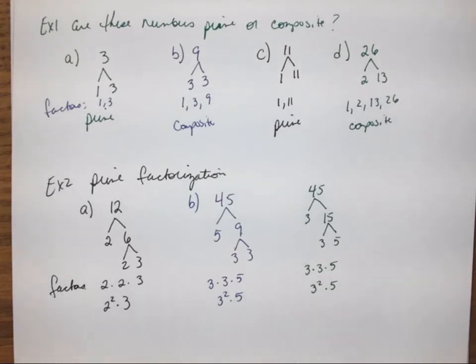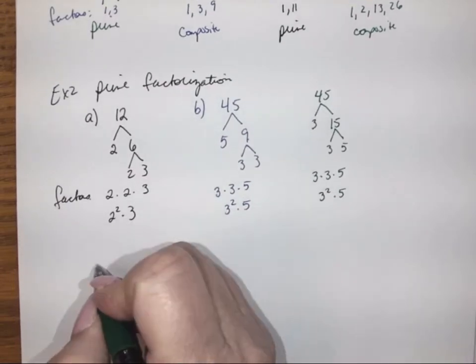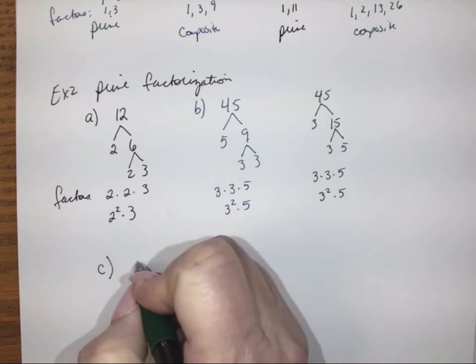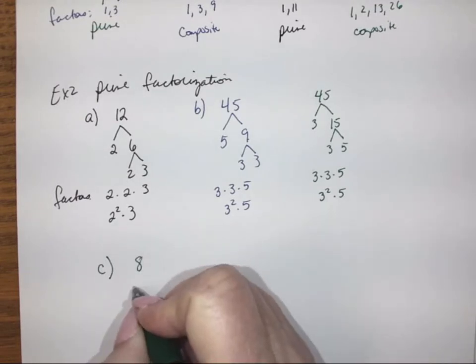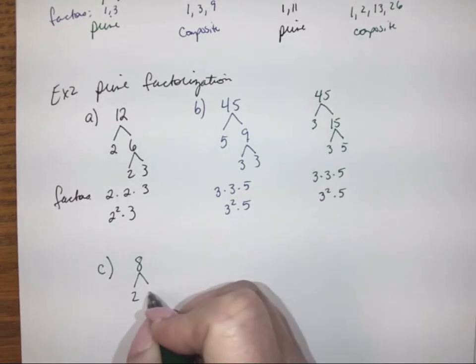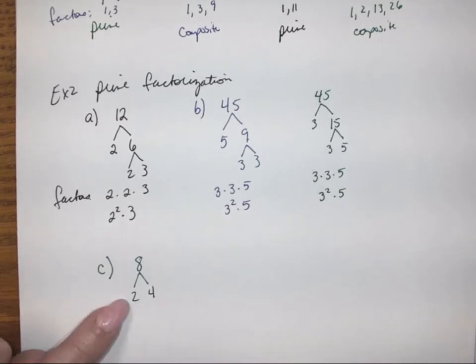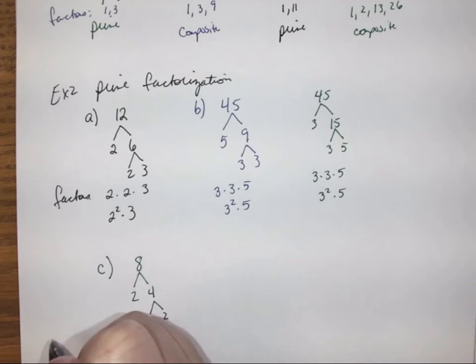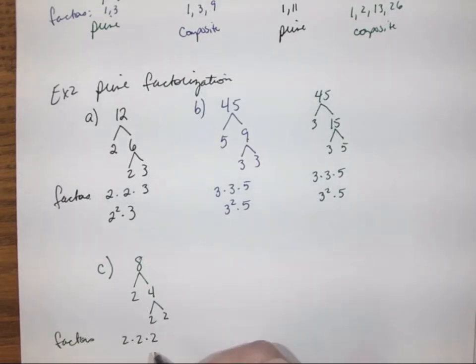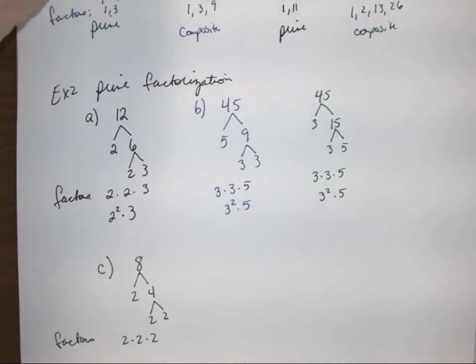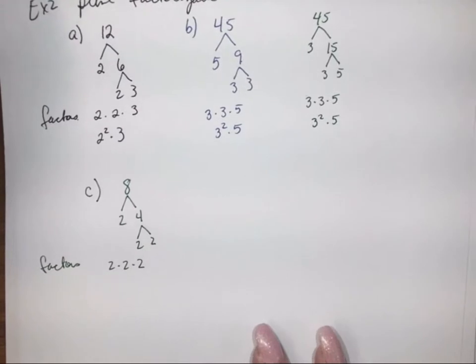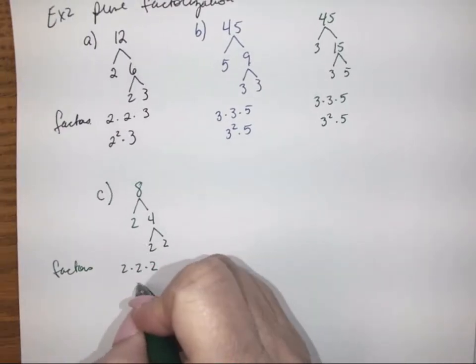All right, let's look at another example. So if we look at example C, we have 8. 8 is divisible by 2, so 2 times 4 gets me 8. 2 is prime, but 4 is not. 4 is 2 times 2. So for my factors, I have 2 times 2 times 2, which means I have 3 2's. So with those 3 2's, I will end up with 2 to the third.